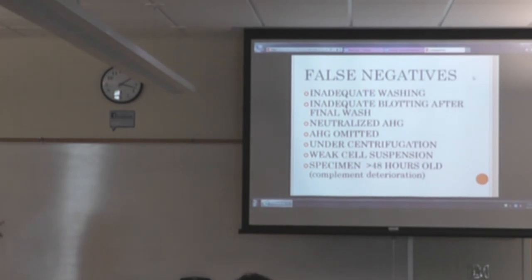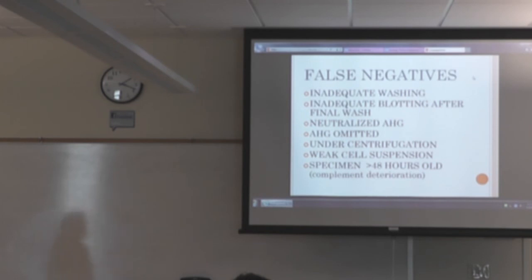That's one of, let's see, inadequate blotting, weak cell suspensions. Okay, well, I guess it's left off of there, but yeah, if your check cells aren't working, your test could be a false negative, that's for sure. But if your check cells don't work, you've got to go back to the beginning and try again. Either using different check cells, using different antihuman globulin, or just using different amount of time, or making sure that you're a little bit more precise in your technique.